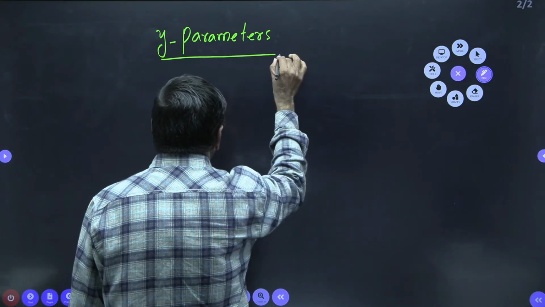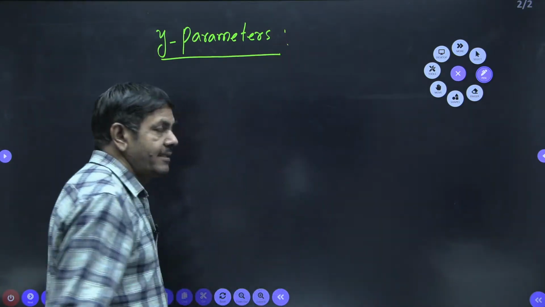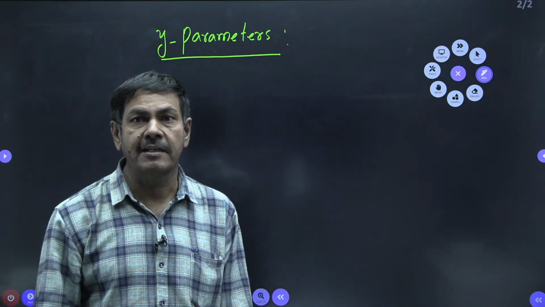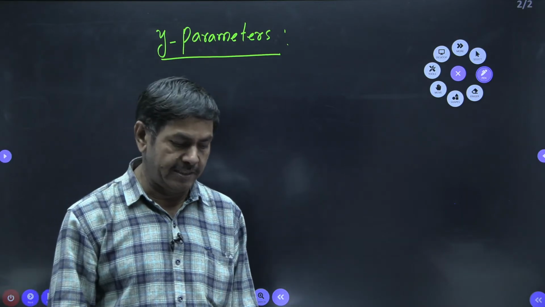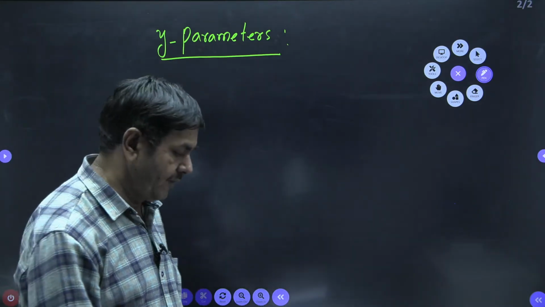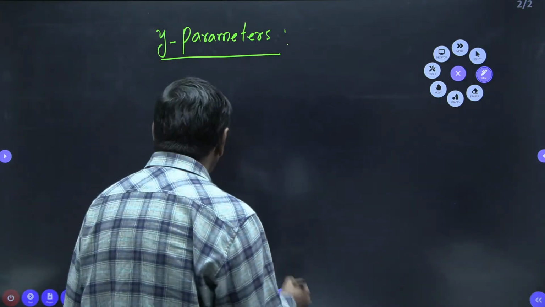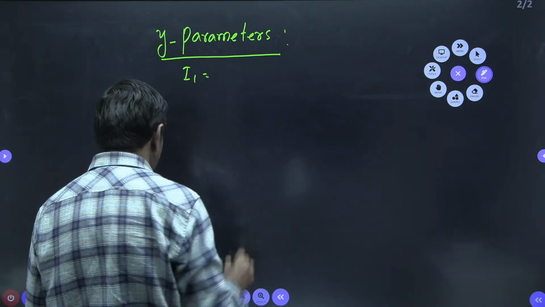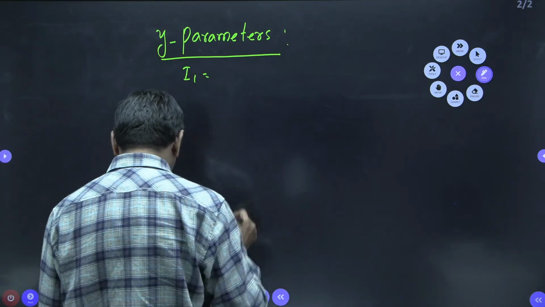The Z parameters can also be called impedance parameters. The Y parameters can also be called admittance parameters. Now, how can we write the Y parameter equations? The Y parameter equations are taken as I1, current, equals voltage into admittance only.